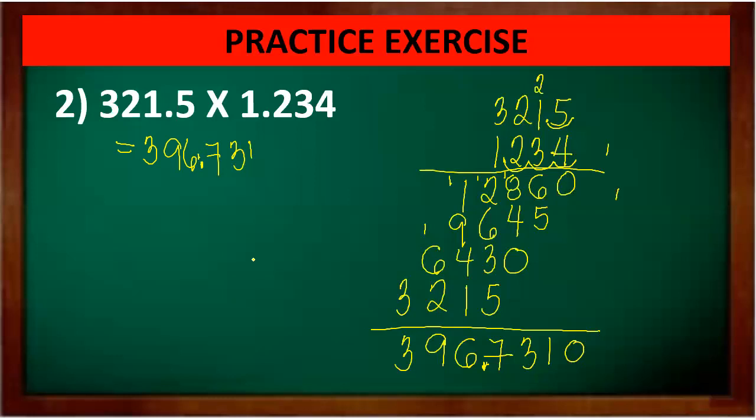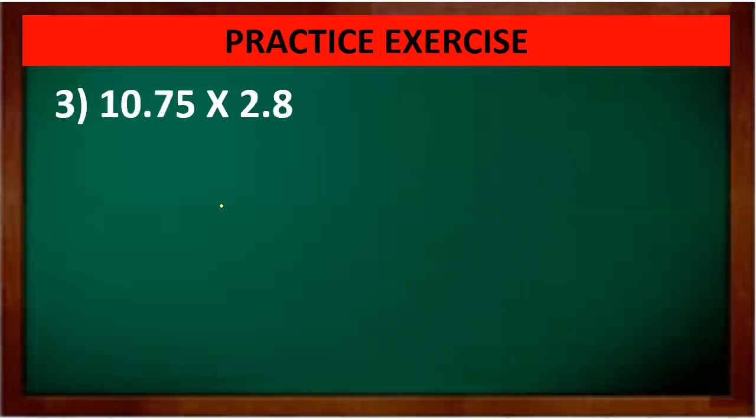So, dito kahit hindi nyo naisulat si 0. So, our answer is 396.731. Next is another example. Ito medyo easy lang. We have 10.75 times 2.8. Now, let's multiply.